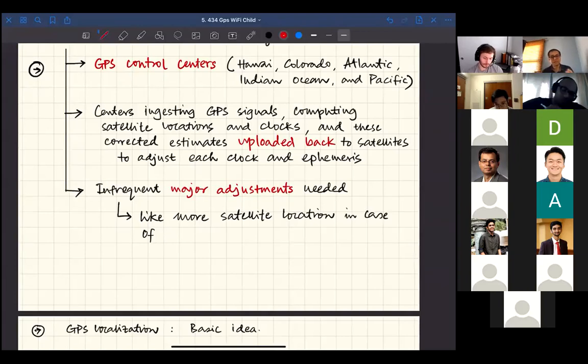So typically the satellites have atomic clocks, which are very, very precise. They're very expensive clocks. So they don't become desynchronized like our mobile phones do. So major adjustments are typically not needed, but every now and then major adjustments are needed. For instance, a satellite fails and it was covering a very important area, and now we need another satellite to cover for that area.